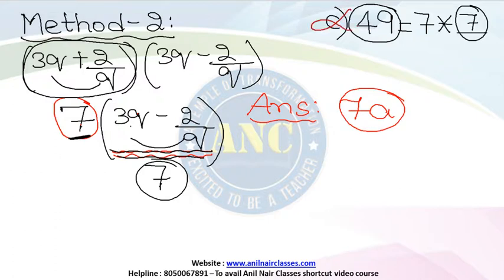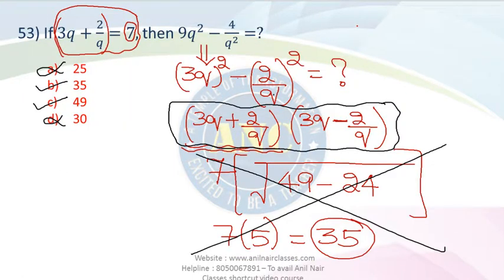That means the answer for this question can be solved so beautifully without even putting pen to paper. I am saying it to you, sir, because looking at the question you will realize that 9q square is nothing but 3q whole square, and 4 by q square is nothing but 2 by q whole square. It is (3q plus 2 by q) into (3q minus 2 by q). This is 7 into something. You should directly, within a second, conclude that the answer is a multiple of 7.